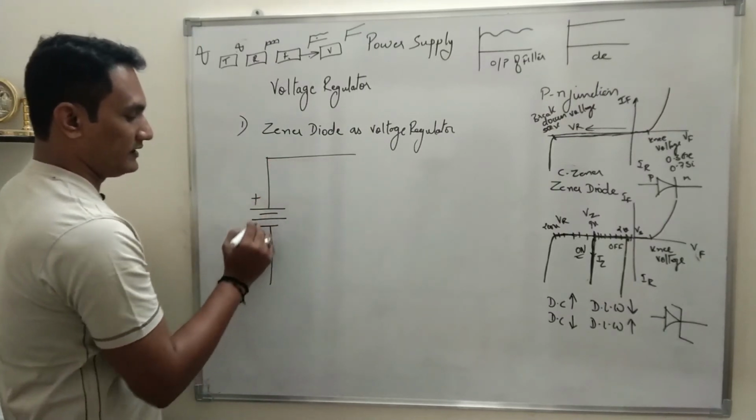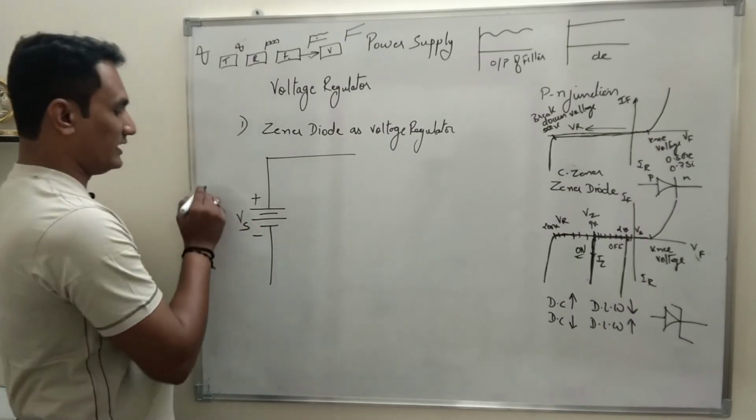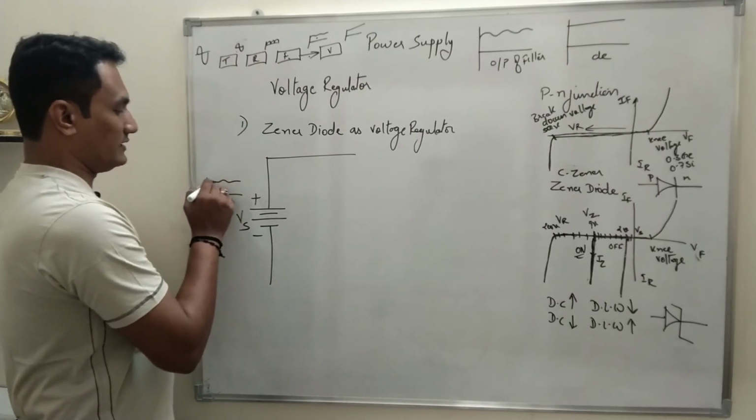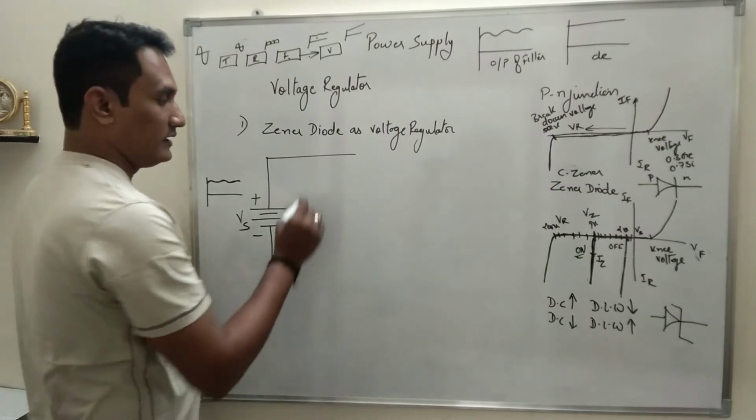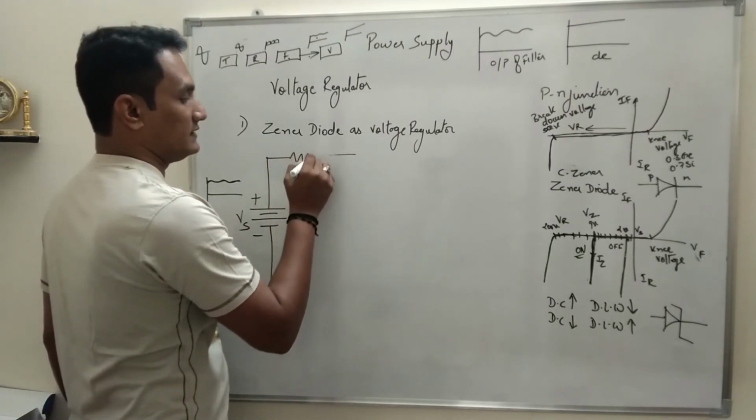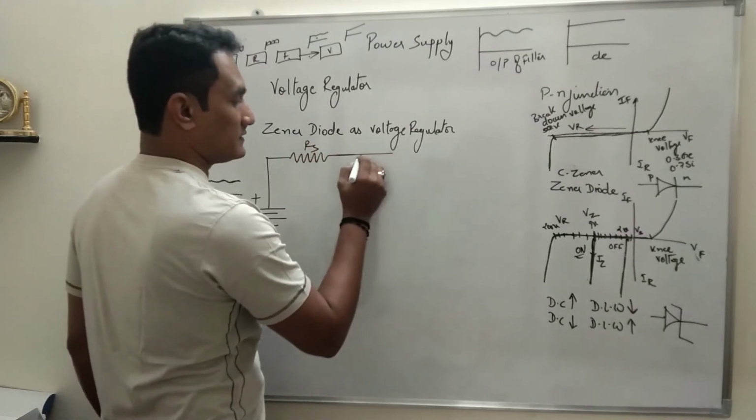This is the symbolic representation of a battery. This is my source voltage, which is nothing but the output of the filter. Then there is a series resistance Rs. I will tell you the meaning of this resistance.